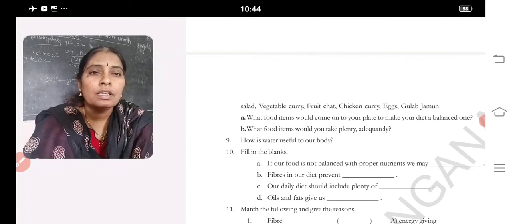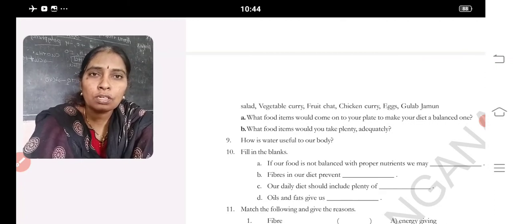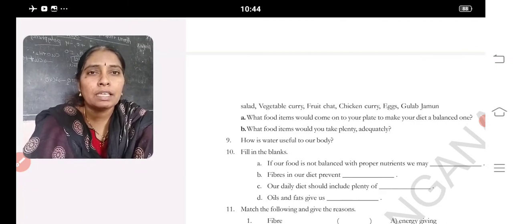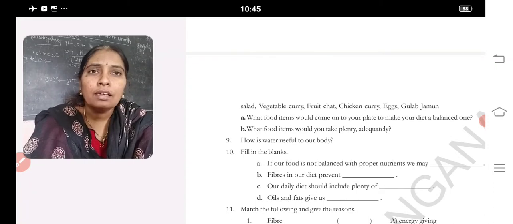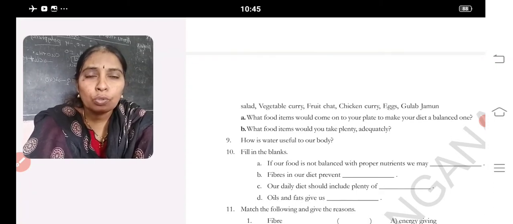Fourth, fifth, seventh, ninth. These questions you have to write one time in your classwork. Turn the classwork, make a heading SA-1 revision, and write these questions. What are the questions? 4th, 5th, 7th and 9th. After writing, read these questions. Don't think that only these questions you are going to get.